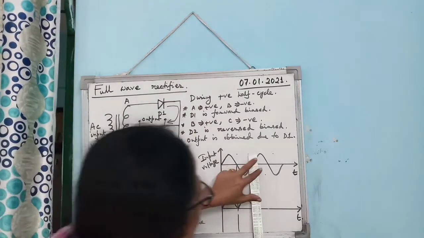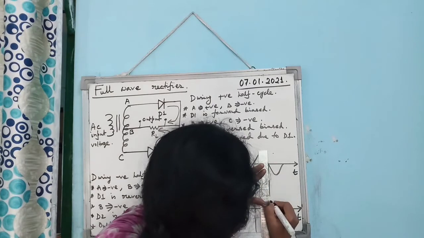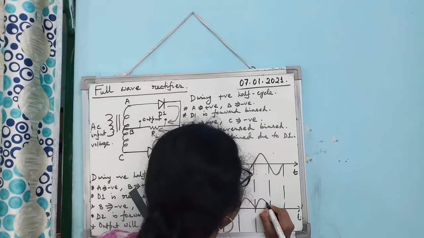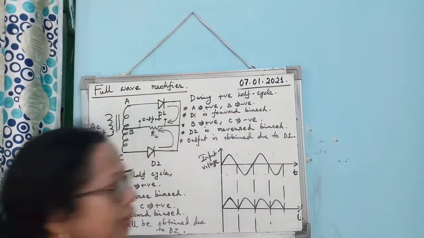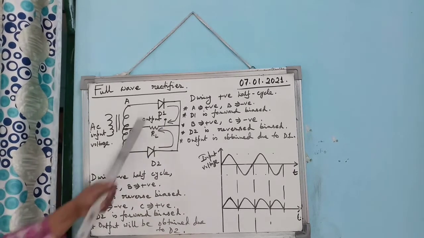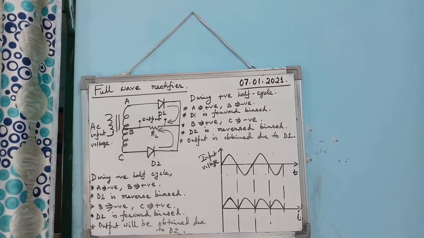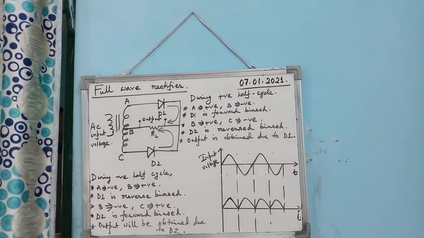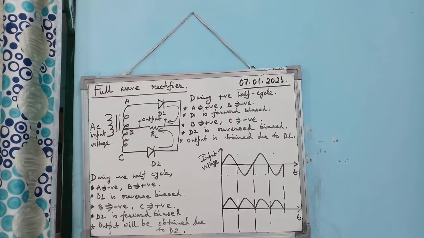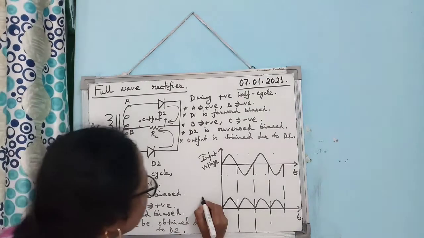Is that clear? So you can draw for the other cycles also this way, that you are getting the full wave rectified like this. Alright, so this is the way the two diodes we can use to get a rectified current, means to convert full cycle of alternating current into direct current. Here I have forgotten to write down the output voltage.